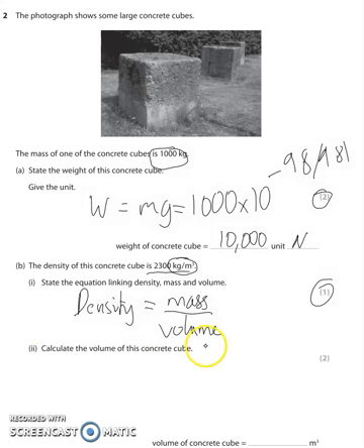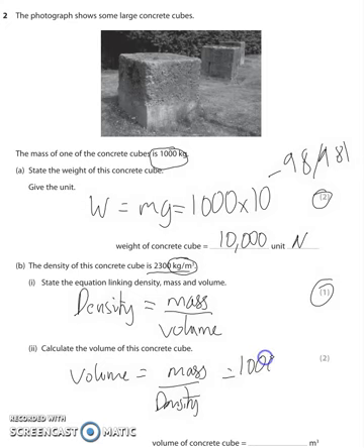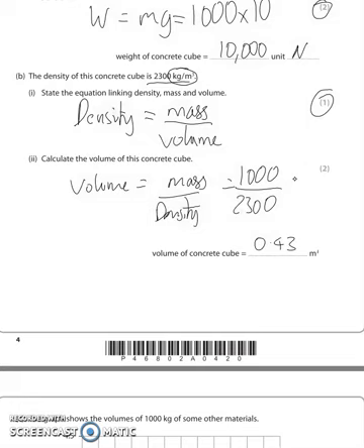Calculate the volume of this concrete cube. So first of all, what we're going to have to do is rearrange. And that's mass over density. And it said that the mass is 1,000, and the density is 2,300. So we should get 0.43 meters cubed. Let's just check that. And it is 0.43 meters cubed.